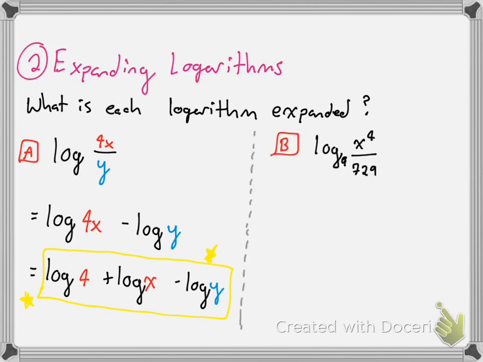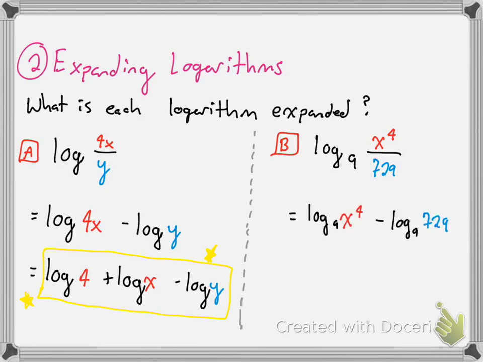In the second problem, I want to expand log base 9 of x to the 4th over 729. Again, I'm going to expand these by the quotient property, and take the numerator and denominator and subtract them from each other. So I'm going to rewrite this to start as log base 9 of x to the 4th minus log base 9 of 729. From there, by the power property, I can rewrite that first expression as 4 times log base 9 of x.